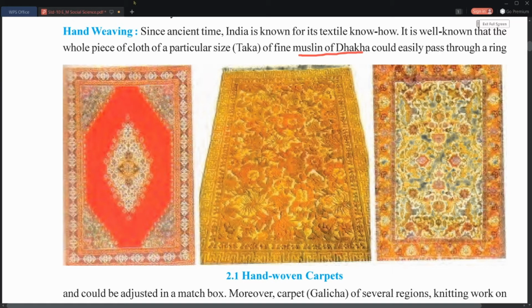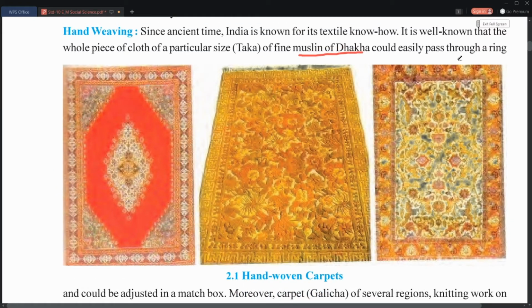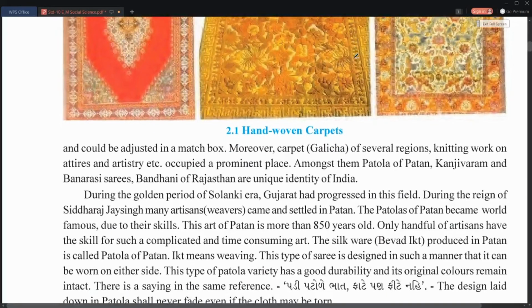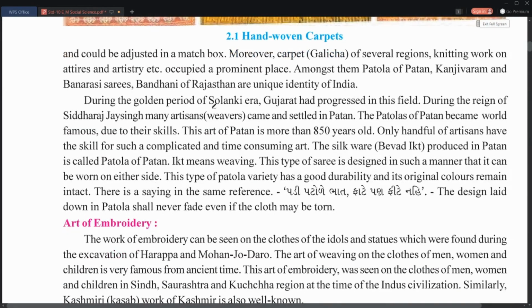It was so delicate and lightweight that it was easily passed through a ring, a ring of our finger. From that small finger ring a whole taka was passed. So you can imagine its fineness. The whole taka could be adjusted in a matchbox. You are well aware of the size of a matchbox, and you can imagine a full piece of taka was adjusted in a small matchbox only.